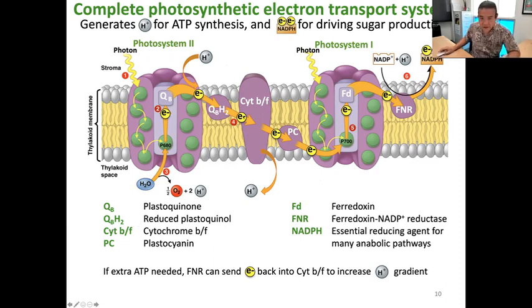That reduced plastoquinol goes into this complex here, this cytochrome BF complex, which essentially removes the protons from the electrons that were being carried by the plastoquinol. And the way it removes it is it ends up releasing those protons on this side of the membrane. So that's how it's actually pumping these protons to the other side. The electrons then are received by this plastocyanin molecule, this PC, and then carried to photosystem 1.